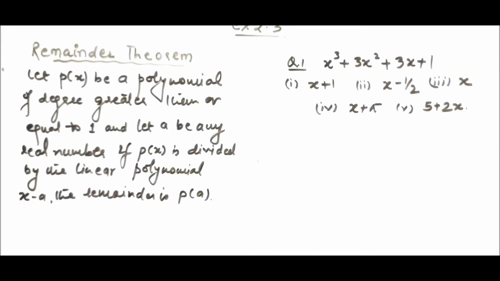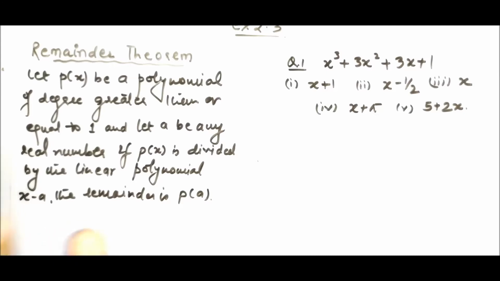Today we are going to solve exercise 2.3. But before solving that exercise, we need to understand what the remainder theorem is, as the complete exercise is based on this remainder theorem only. So the remainder theorem says that let p(x) be a polynomial of degree greater than or equal to 1 and let a be any real number. If p(x) is divided by the linear polynomial x minus a, the remainder is p(a).